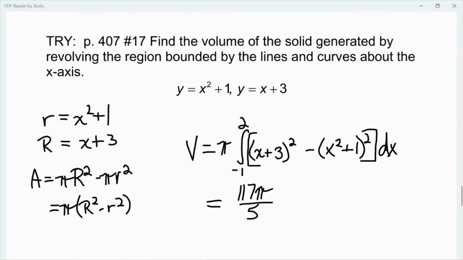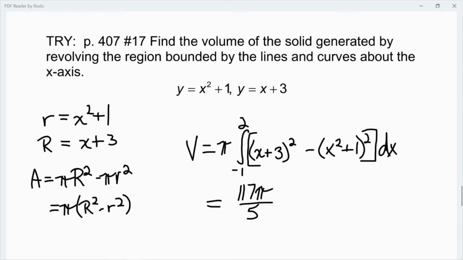Okay, so here's what you should have ended up with on this one. So x squared plus 1 is actually the lower of the two functions if you're thinking about the distance from the x-axis. So we have the region between x squared plus 1 and x plus 3. That's going to be revolved about the x-axis. So there's empty space between our region and the x-axis. So we know we're going to have washers.